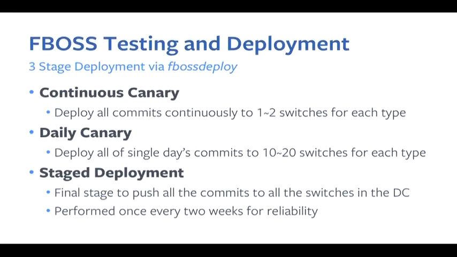Final stage is called stage deployment, where a human operator pushes all the outstanding commits to all of the switches. We perform extensive monitoring to see if there are any bugs. Once we see an outage of more than 0.5% of the switches, the commits are reverted. We perform this final task around once every 2 weeks for stability.